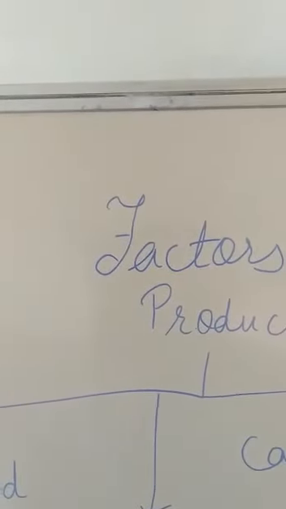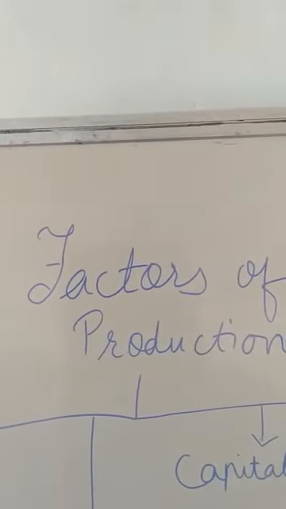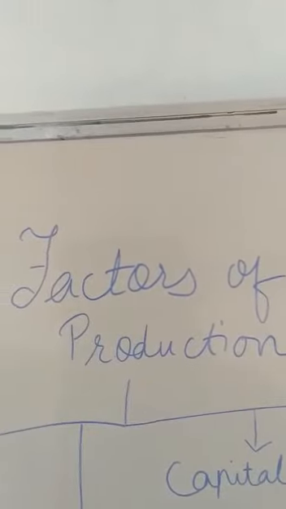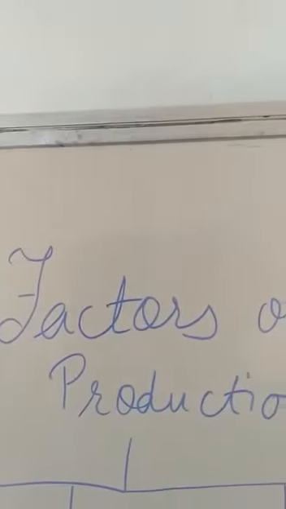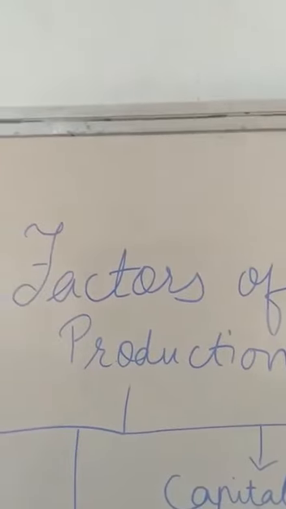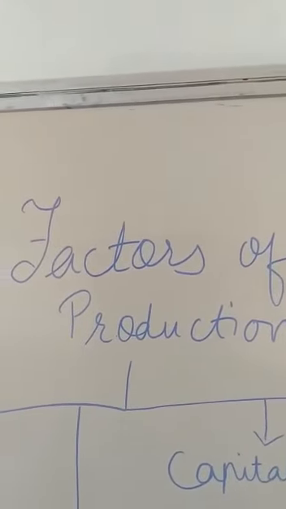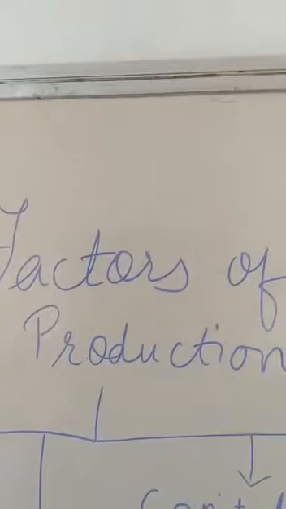Good morning, friends. Today we are going to study the first chapter of economics, that is, factors of production. Now, first of all, what is production? Production means adding utility to any substance. If we are adding any utility to a substance, then it is called production.